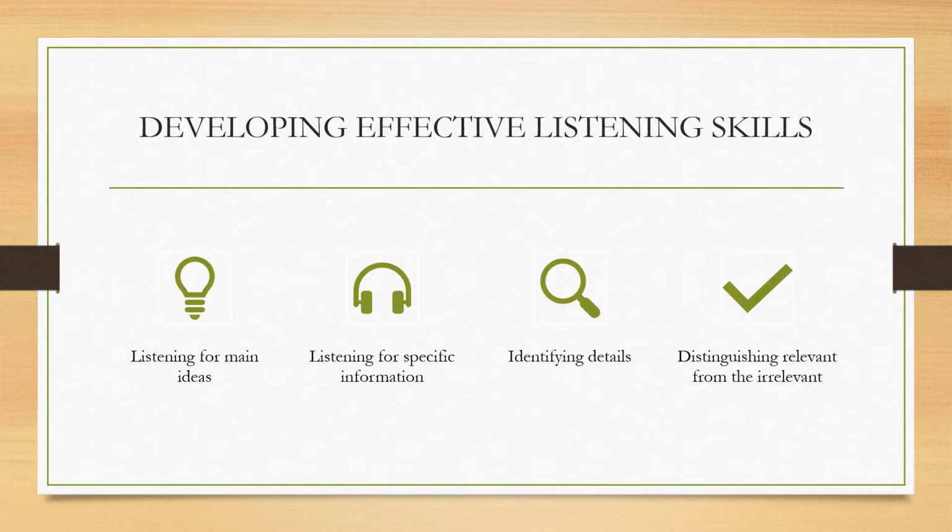Let us take a look at the first way, that is developing effective listening skills. Now, in order for you to develop effective listening skills, you have to train yourself to listen for the main ideas. Listen for specific information. You also need to train yourself to be able to listen and identify details, as well as when you listen, you should be able to distinguish relevant information from the irrelevant.